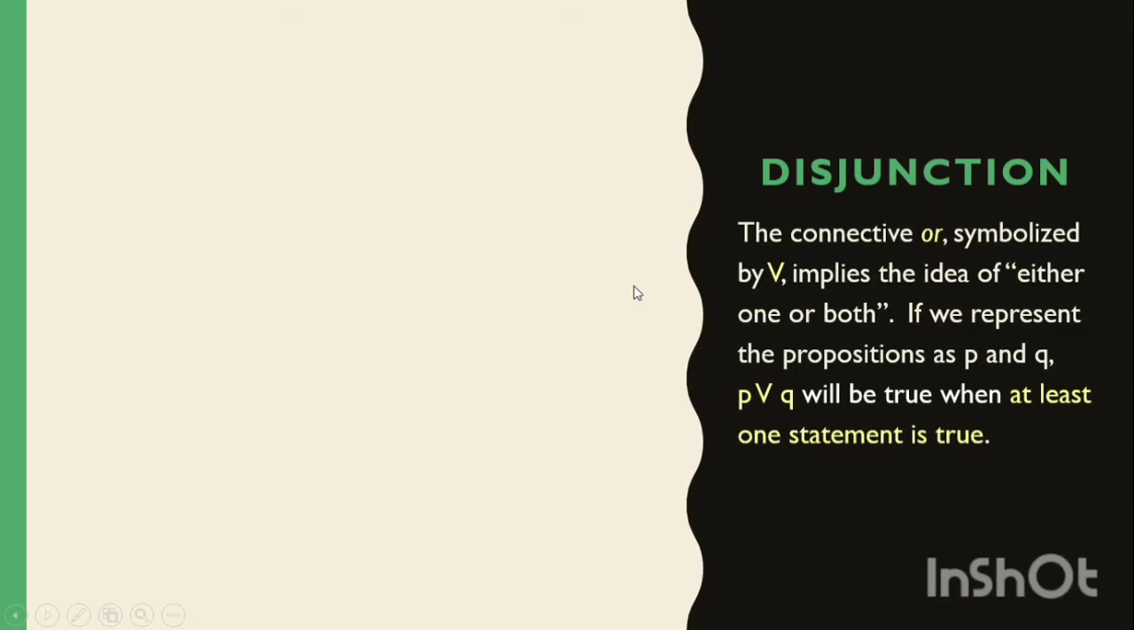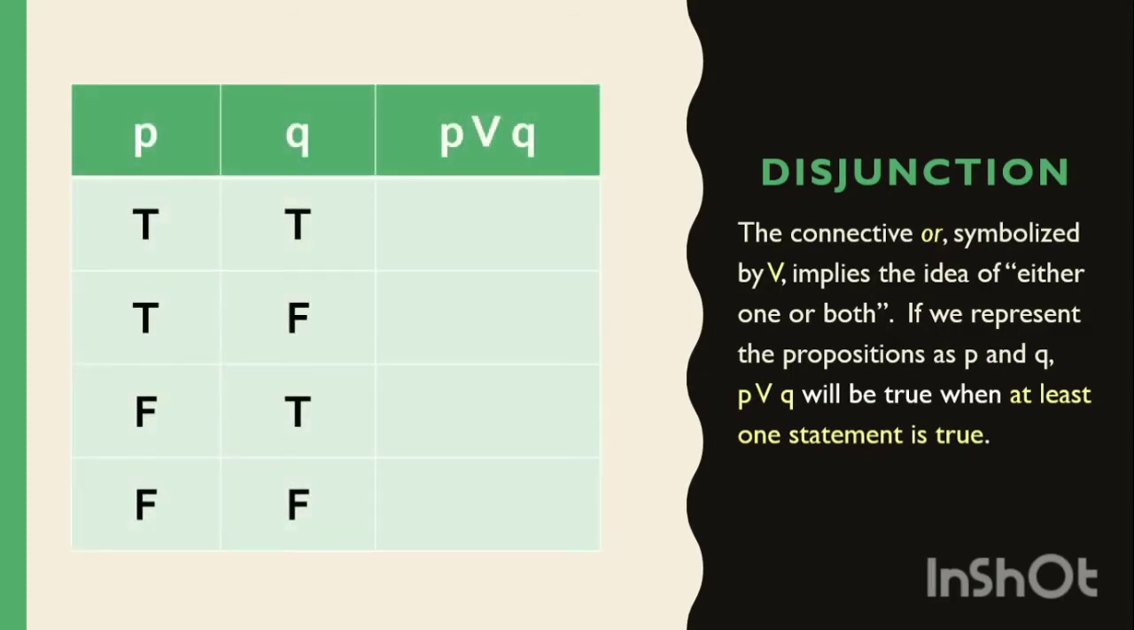Now, to illustrate it better, let us look at this truth table. Again, these are all the possible combinations of the truth values of P and Q. First case, P is true, Q is true. Since both of them are true, P or Q will be true. Next, P is true, Q is false. The statement P or Q will also be true because one of them is true.